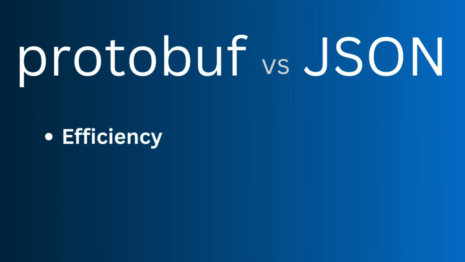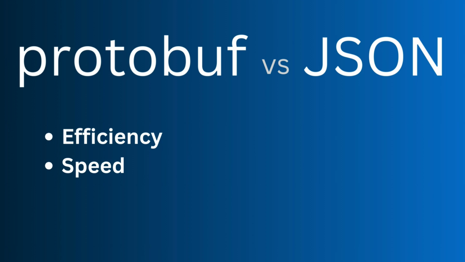Efficiency. Protobuf messages are more compact than JSON. They use a binary format, which means they require less space and can be transmitted faster. This efficiency is particularly valuable in systems where bandwidth or storage is limited, or when dealing with large amounts of data. Speed. Protobuf is faster than JSON for both serialization and deserialization.